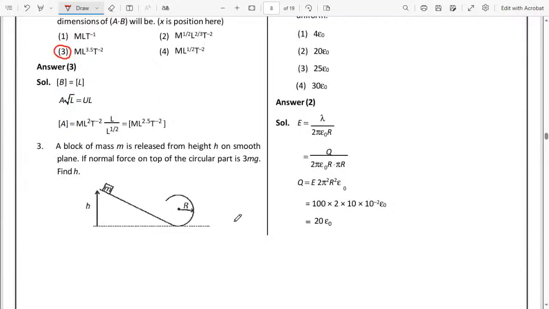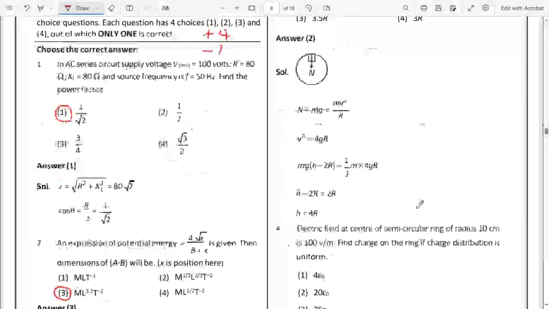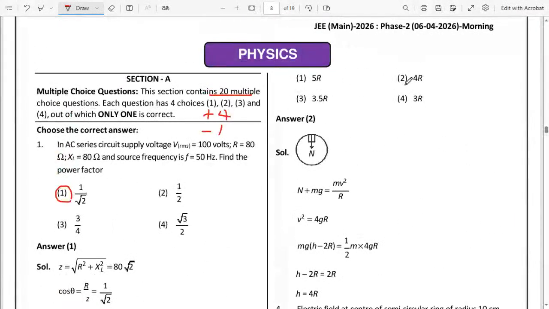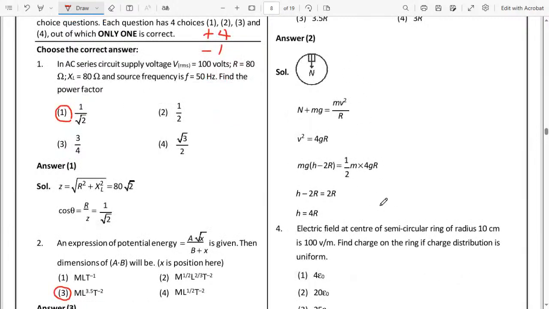Next, question number 3. A block of mass M is released from height h on smooth plane if normal force on top of the circular part is 3 mg. Find h, right? Find h. What is the answer? Yes, it is option 2. 4R is correct option, students. Solution is given here. Please go through the detailed solution.